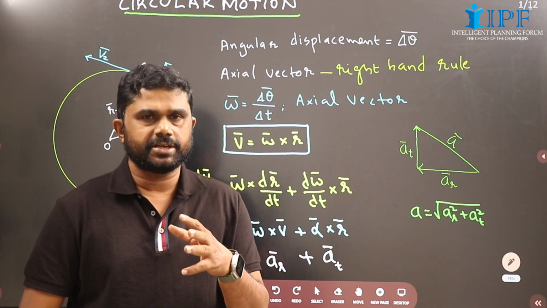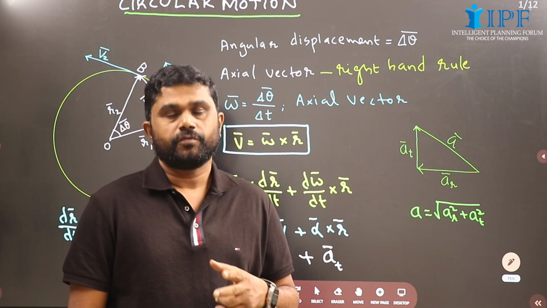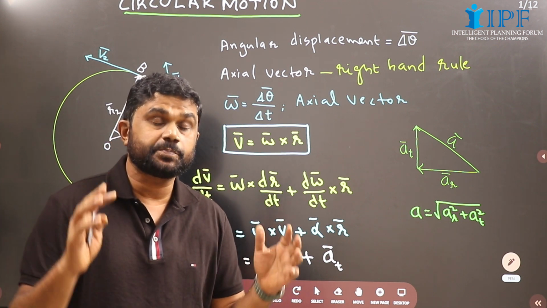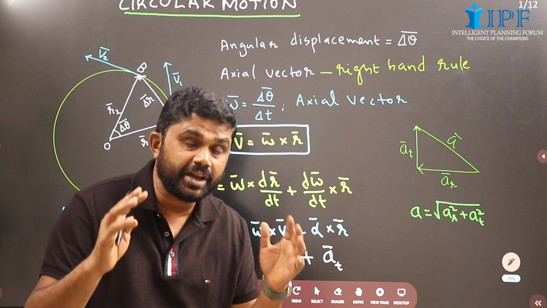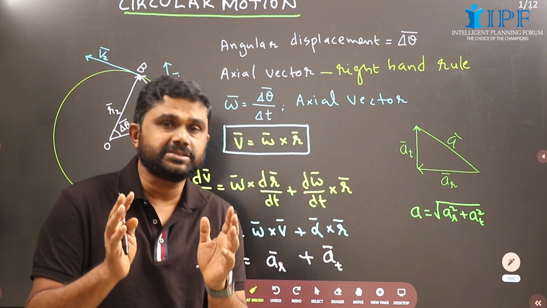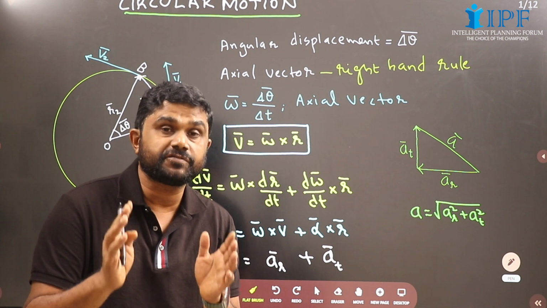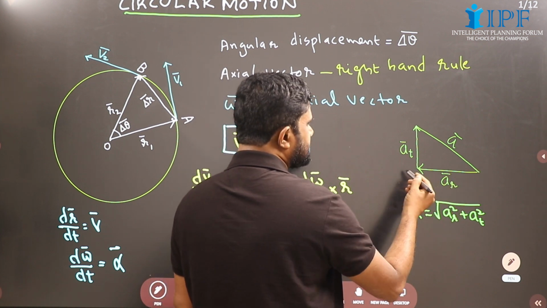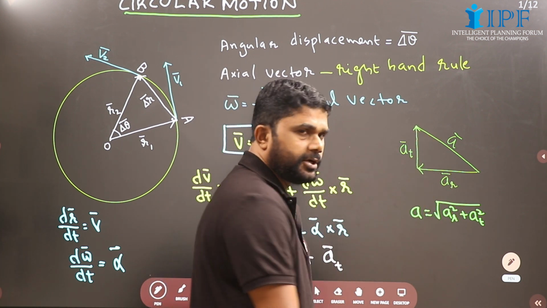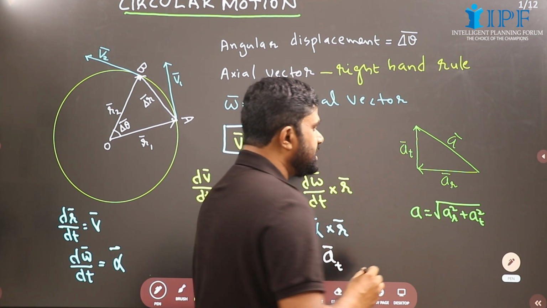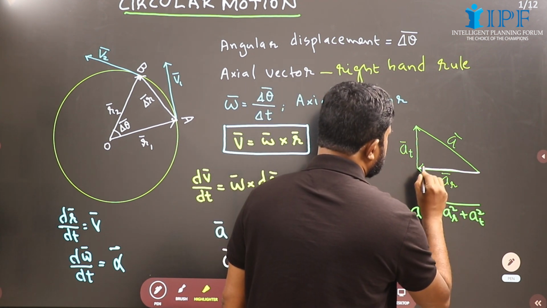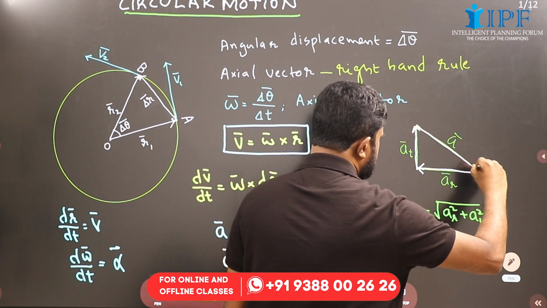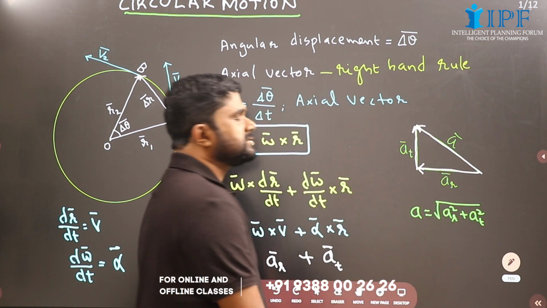So the linear acceleration has two components. One is along the radius and the other is along the tangent. Radial acceleration will be experienced by a body whenever it is moving in a circular path. But tangential acceleration will be there only if the magnitude of velocity changes with time. So this is the radial acceleration. Tangential acceleration is perpendicular to it. So the resultant linear acceleration will be the vector sum of these two. This is the radial acceleration, this is the tangential acceleration, and this is the resultant linear acceleration.